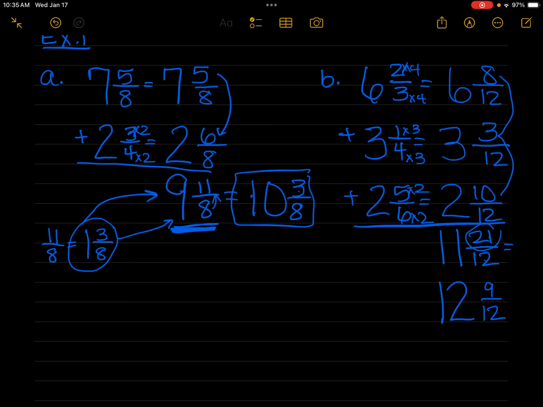Okay, and then one more time, I need to check and say, can this still be simplified? So is there a number that both 9 and 12 can be divided by? Yes, there is. It's 3. So I'm going down below again. I get 12 and 3/4. And that's my answer to example 1 part B: 12 and 3/4.